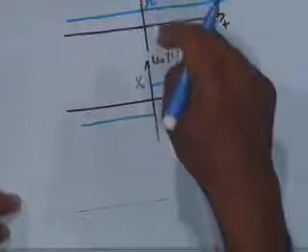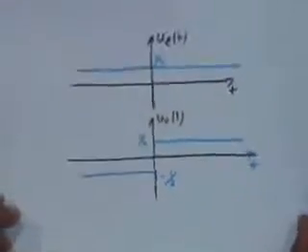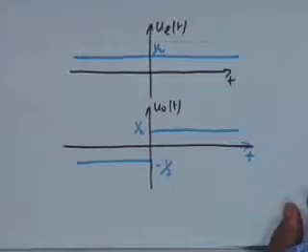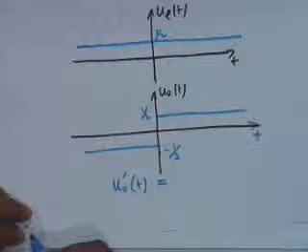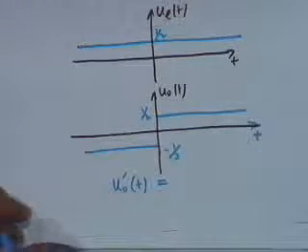Now let's look at the odd part first. If we can transform the even part and the odd part separately, since the Fourier transformation is a linear process, I can simply add them up. Suppose you differentiate the odd part, u_o'(t). What is the result?